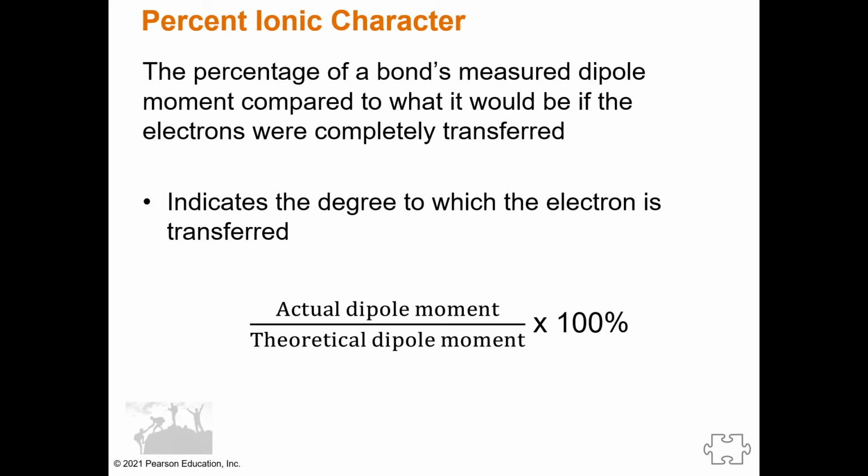So calculating percent yield from a previous chapter is like calculating percent ionic character here. We're going to be dividing two different values: the actual dipole moment divided by the theoretical dipole moment. That's like saying actual yield divided by theoretical yield. If you multiply that by 100, you get percent yield. So we're going to use this similar equation to figure out the percent ionic character of a compound.